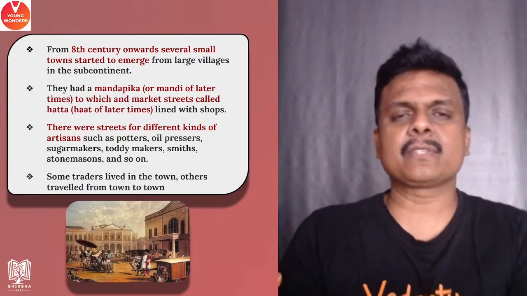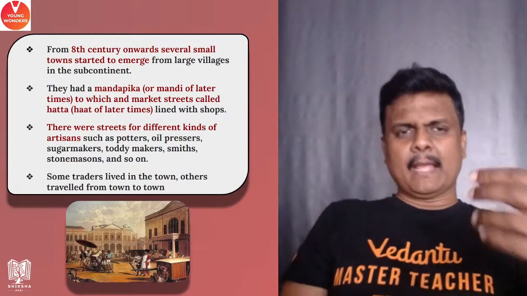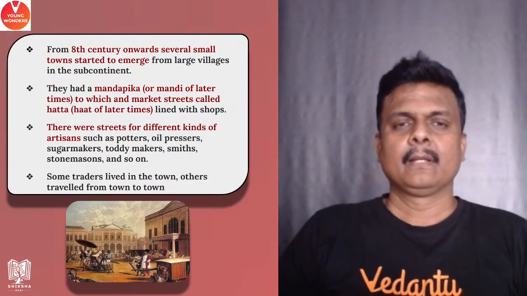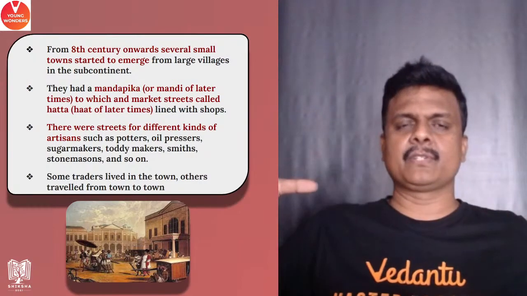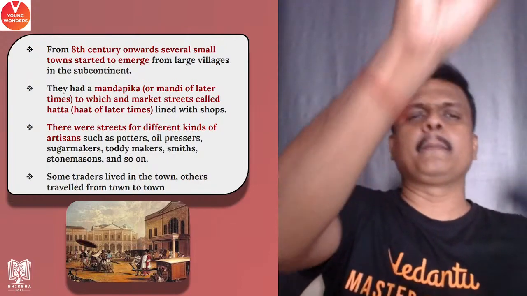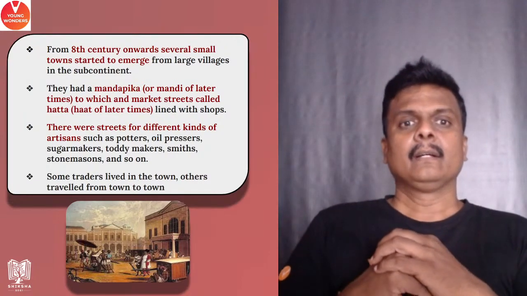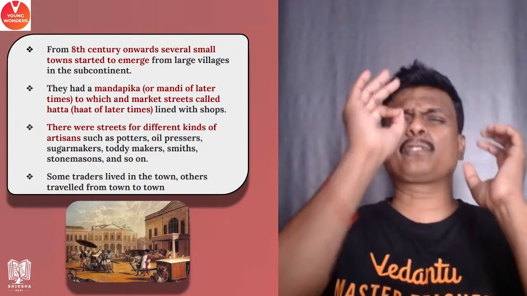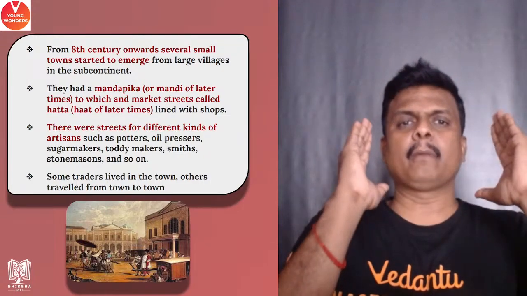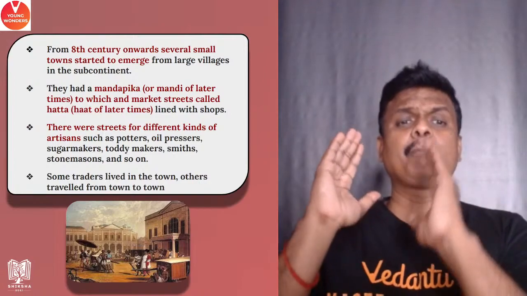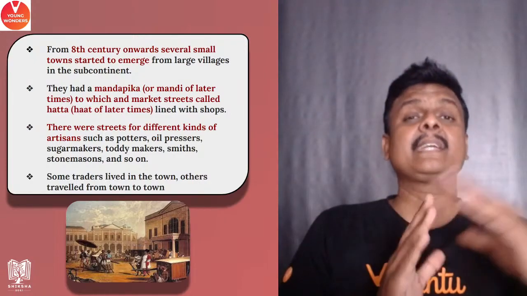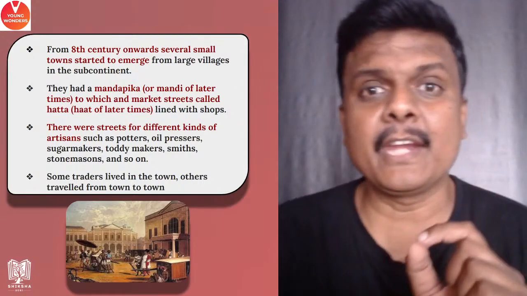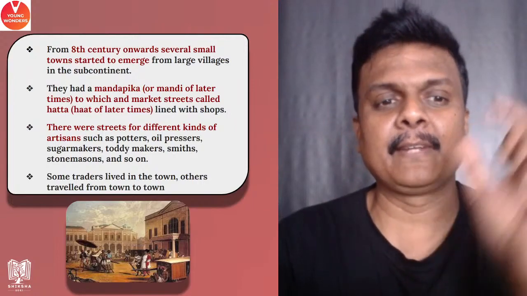Small network of towns. Guys, from the 8th century onwards, several towns started becoming more visible and more popular. And these small towns came from large villages. They had something called a mandi concept. Mandi is nothing but a street where there is a market exclusively for something. One street might have a market only for coconut, one only for pots, one only for sugar. So there were streets for different kinds of artisans exclusively.